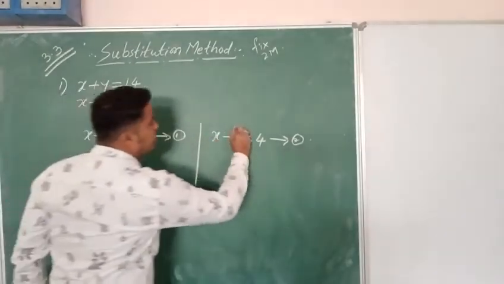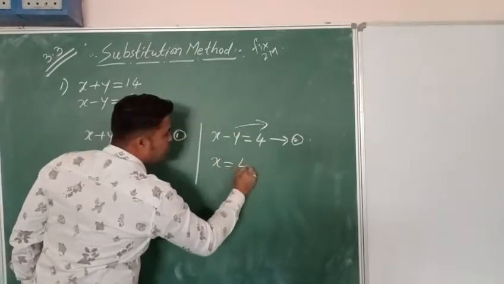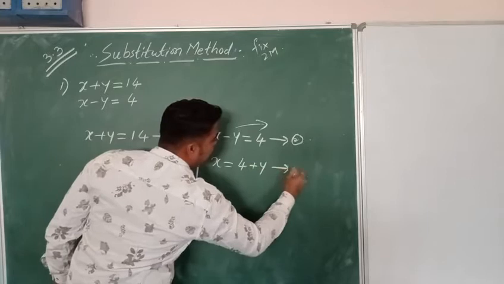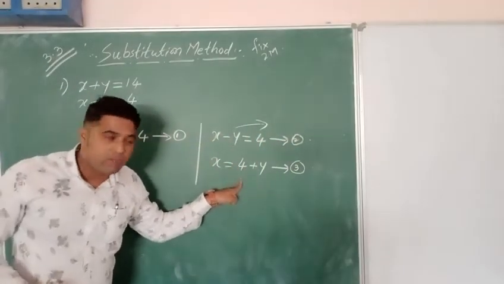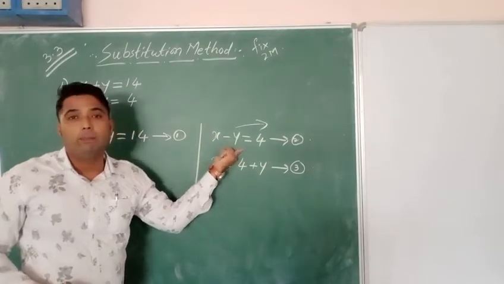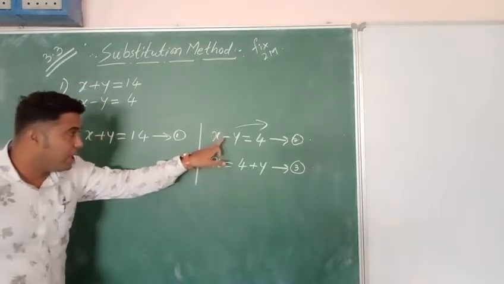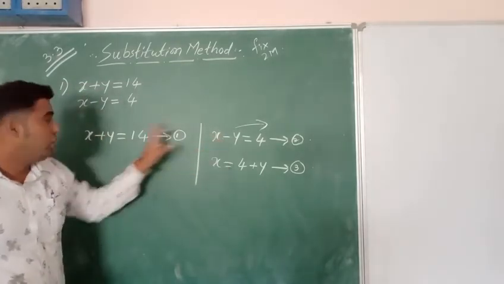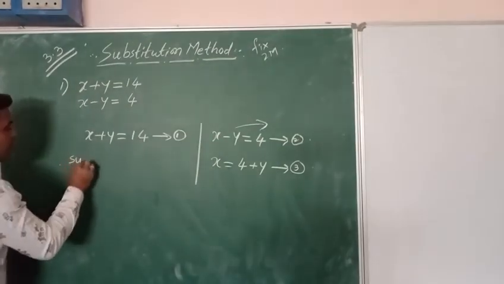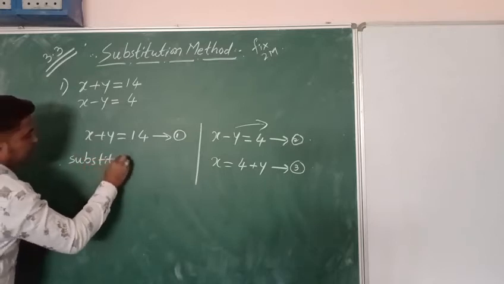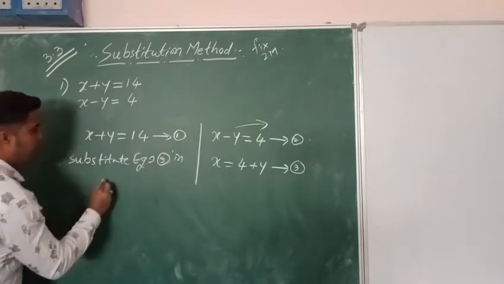So observe this, if I shift this minus to this side, it becomes x equals 4 plus y, and this I can say is equation number 3. Once I modify this equation, you should not re-substitute in this one, because if you substitute, the total answer is going to come 0. So instead of substituting in this equation, you must substitute in the first equation. So here I will write a sentence: substitute equation 3 in equation 1.